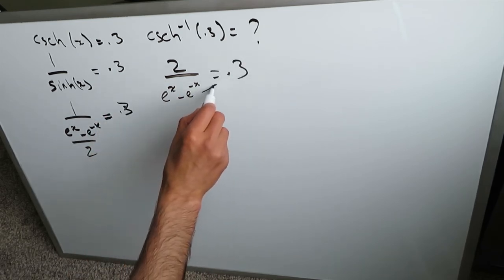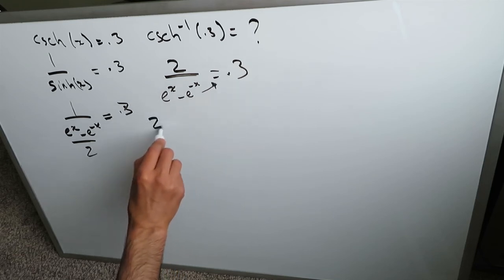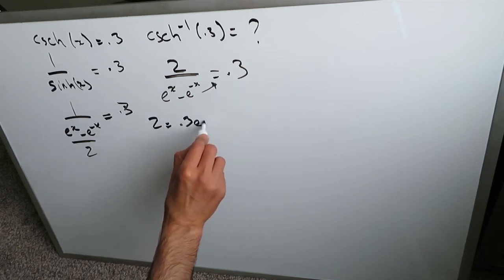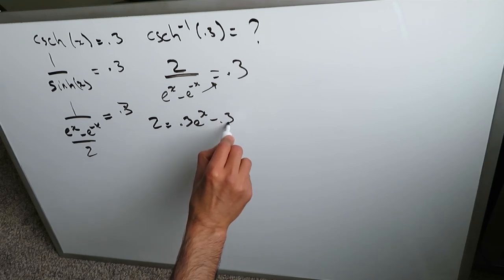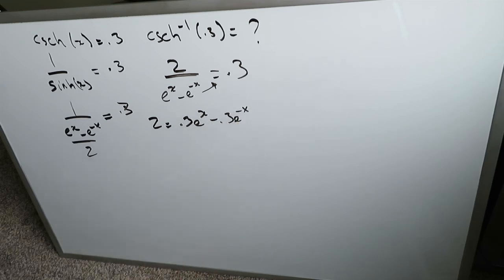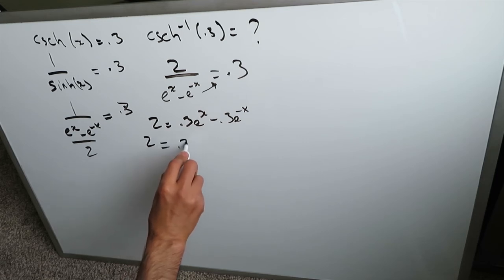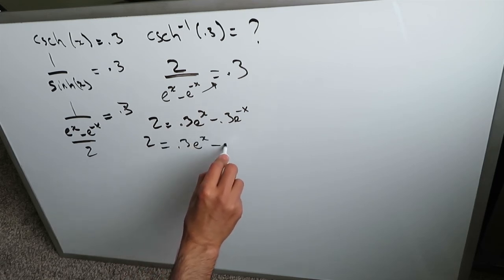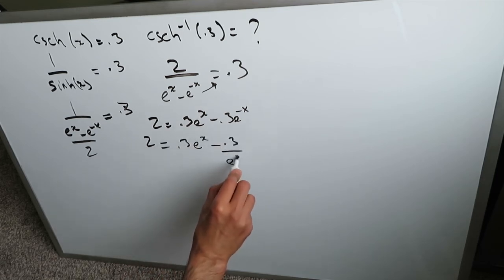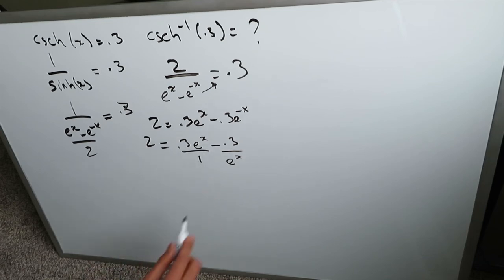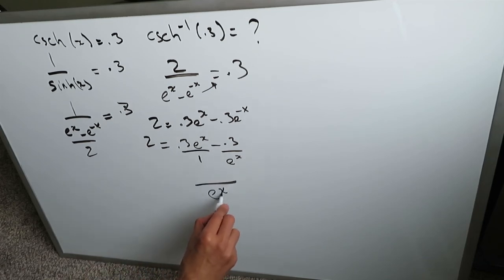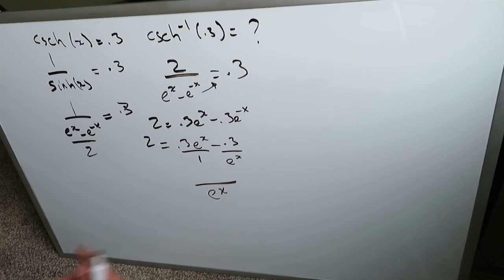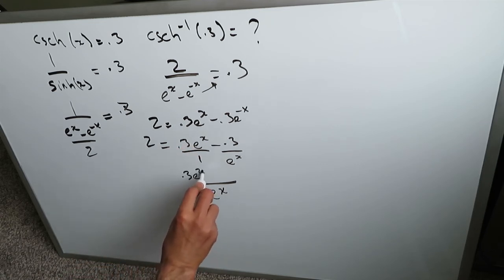Take this entire expression and multiply it with the numerator. 2 is equal to 0.3 e to the x minus 0.3 e to the minus x. You have a fraction here actually. 2 is equal to 0.3 e to the x minus 0.3 over e to the x. This of course is over 1. Common denominator, e to the x. 1 goes in e to the x times, multiply with this numerator. You get 0.3 e to the 2x.